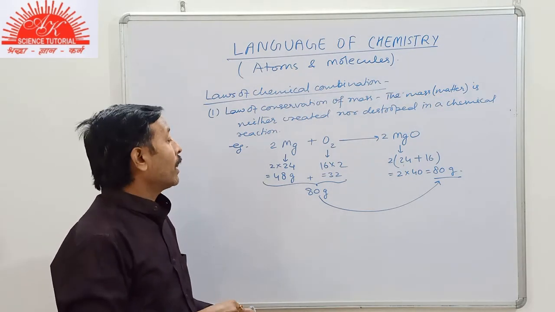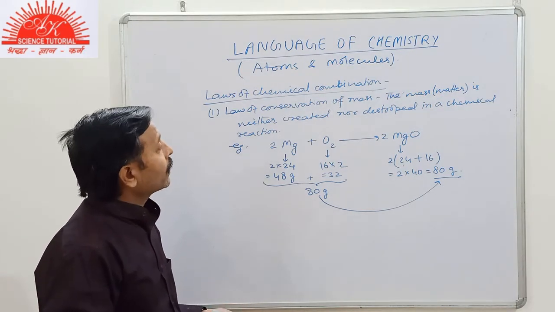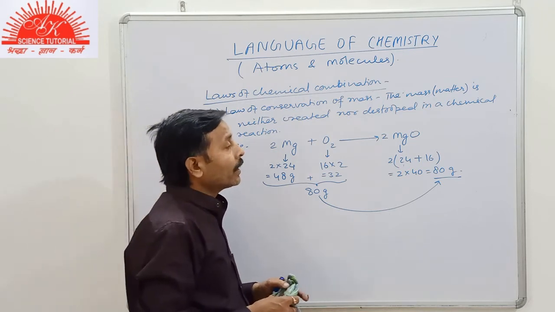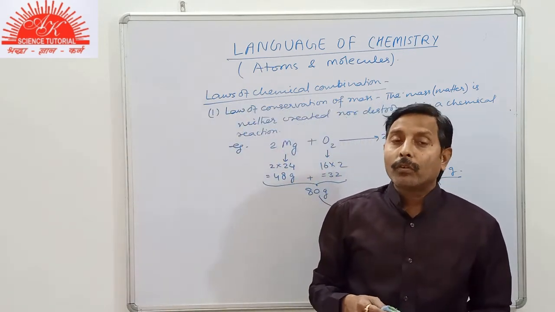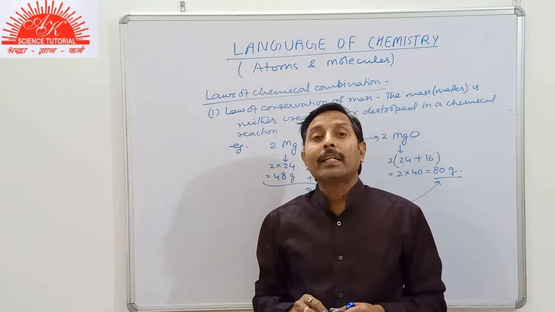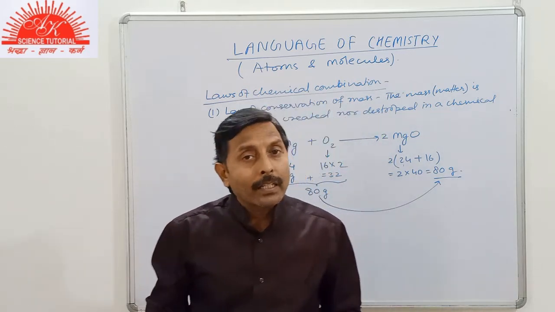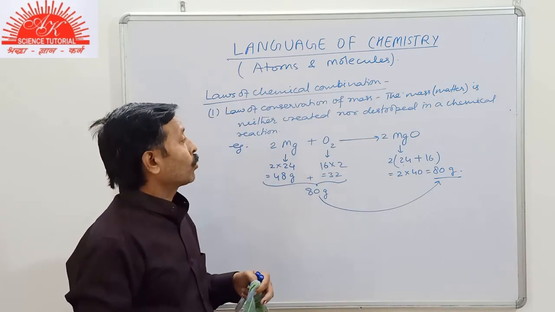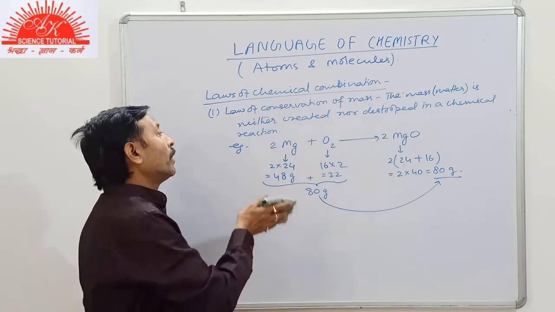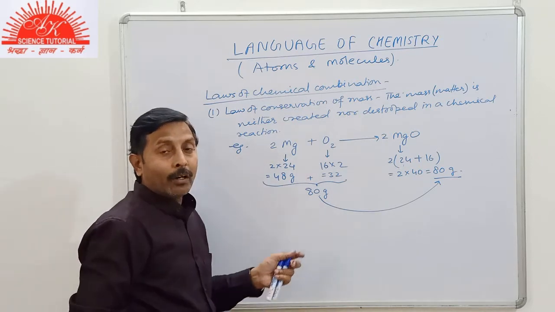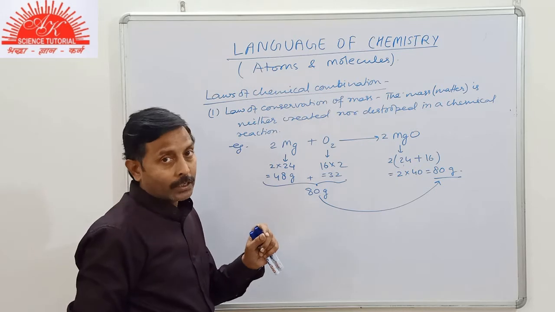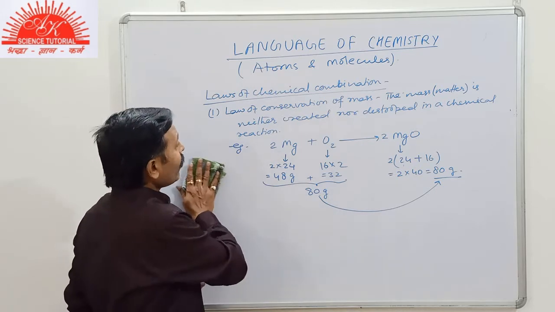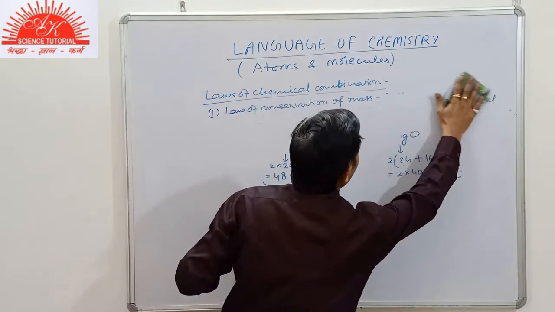Thus this shows that during a chemical reaction, matter is neither created nor destroyed. Therefore, while representing a chemical reaction, the equation should be balanced. We will study it later while studying chemical reactions and balancing. Now this was the first law.